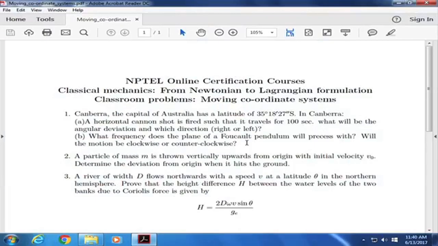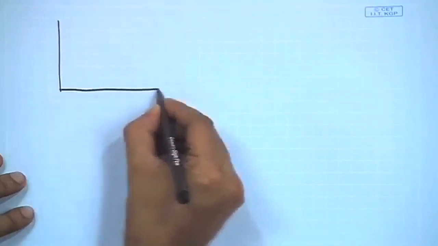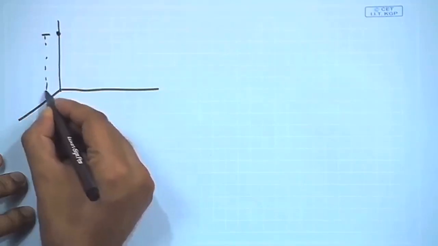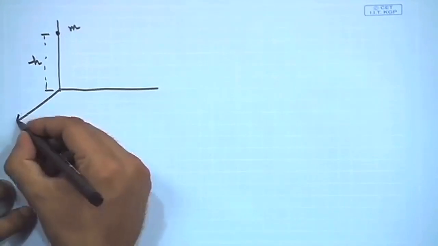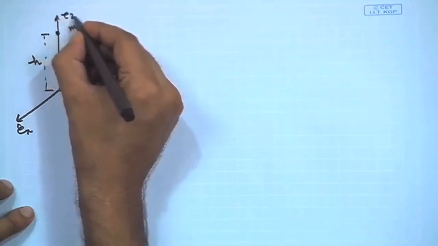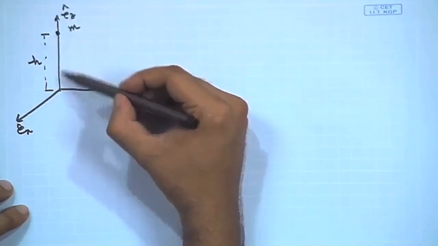Now, with this we move to our next topic, which is motion under deviation due to Coriolis force under vertical motion. Let us consider a particle of mass m, which is not very important, falling from a height h. Once again we label this as Ex, Ey and Ez. So, we want to see how much this particle will deviate.